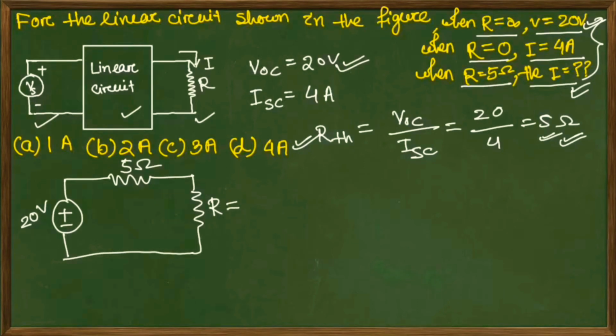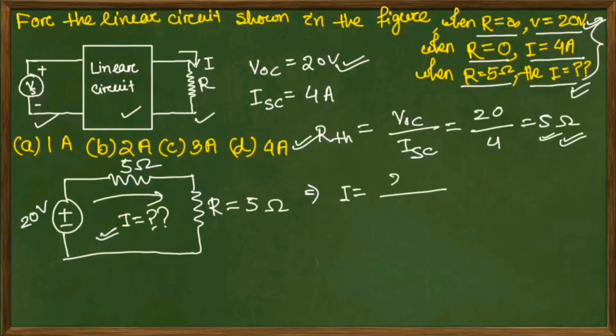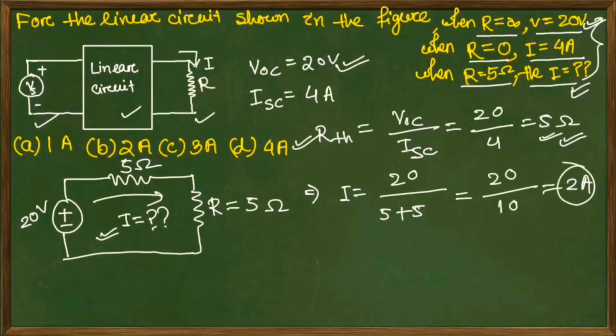And when R equals 5 ohm, we have to tell what is the current I flowing through this network. This I can be found easily by using Ohm's law, that is the current equals net voltage divided by net resistance. Net resistance is 5 plus 5, as these are connected in series. So 20 by 10 equals 2 ampere. So the current flowing through this load resistance of 5 ohm equals 2 ampere. So your option B is the right answer.